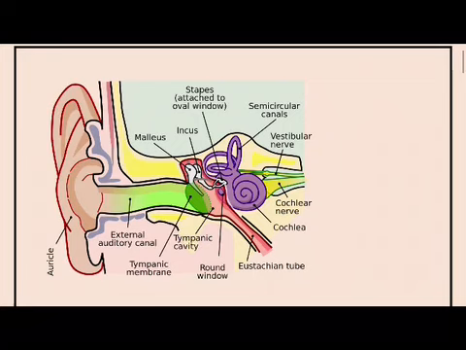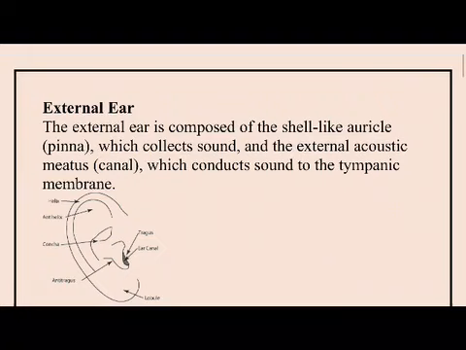Let me start with the external ear. The external ear is composed of the shell-like auricle, what we call the pinna. The pinna is very important because it collects sound. You also have the external acoustic meatus, which is a canal as part of the external ear. The external acoustic meatus is a canal that conducts sound to the tympanic membrane.